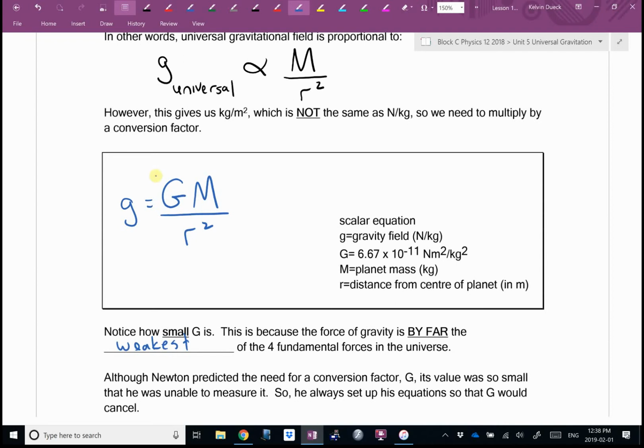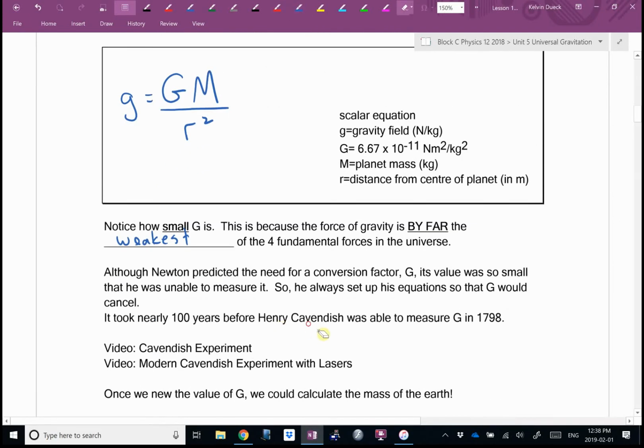Now, Newton predicted that he needed that big G there, but because it was so small, he was unable to measure it. So he always set up his equations so that big G would just cancel. And they did it that way for about 100 years. And then Henry Cavendish actually did an experiment to measure big G in 1798. This is, to physics nerds, the famous Cavendish experiment.